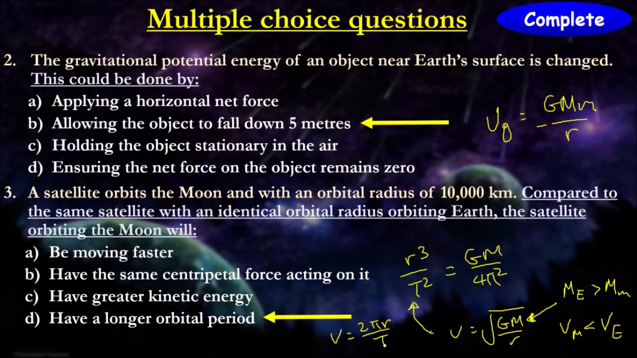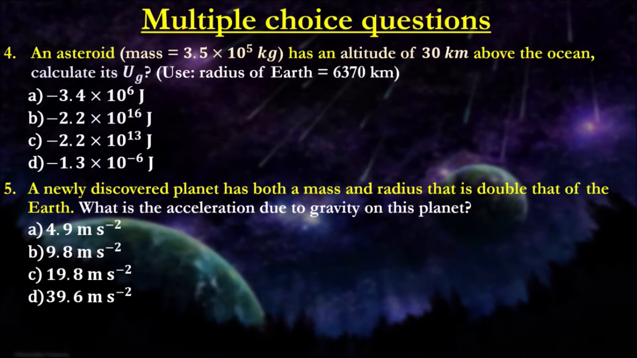So 2 pi r over t. So if this is large, that means that was small. And so I'll change that around because for our moon, this was small. That means this was large. Okay, cool. All right, so question 4 and 5.